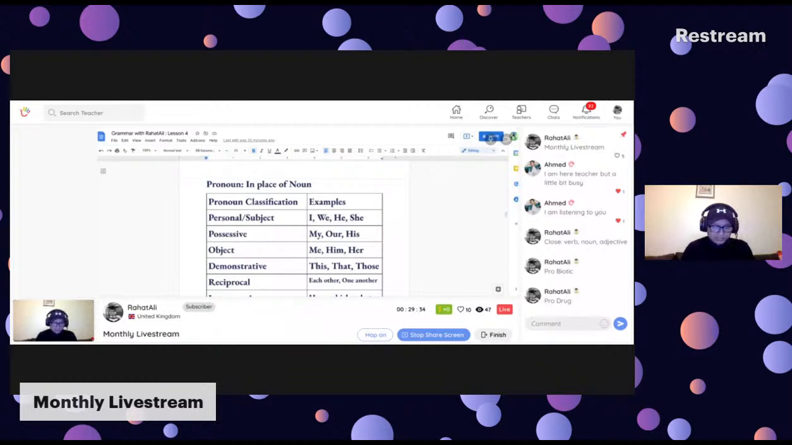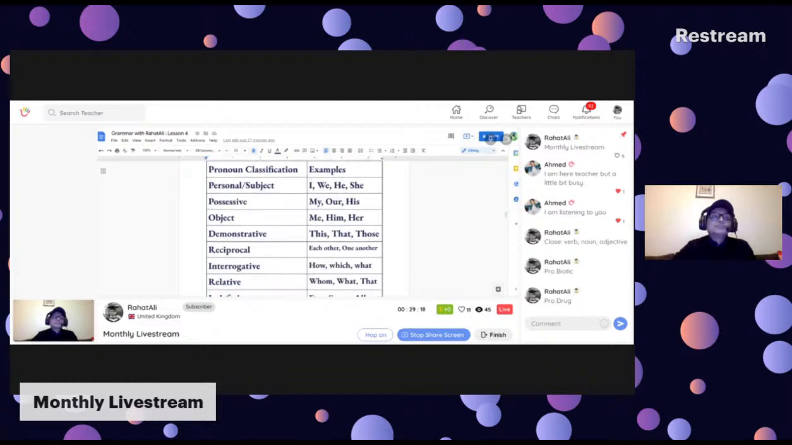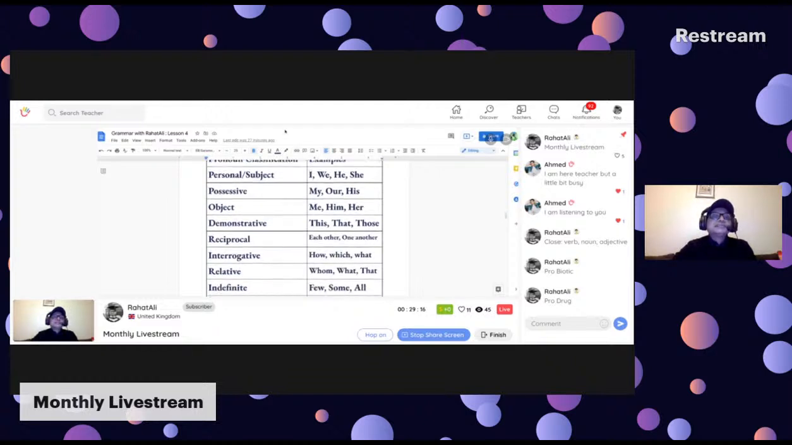Next one is possessive, objective, demonstrative. Okay, we're going to explain reciprocal later. Interrogative pronouns. Okay, WH sound. Interrogative pronouns.